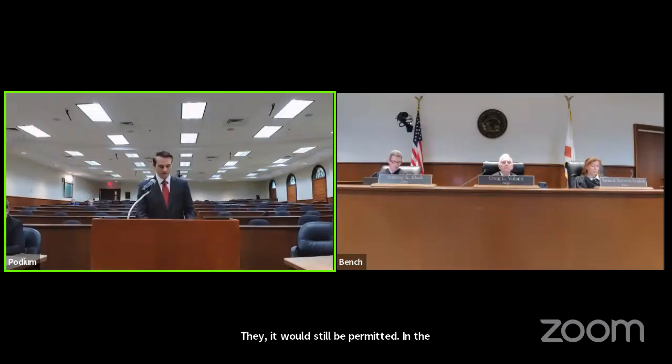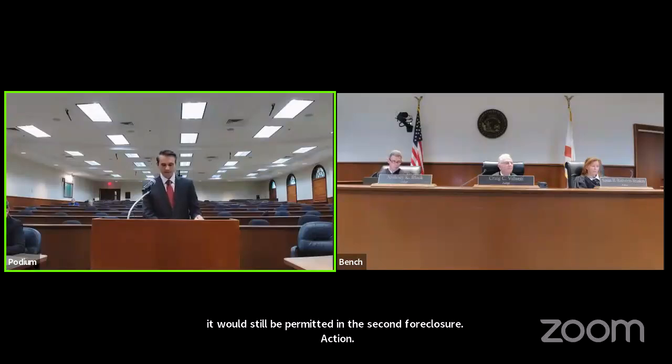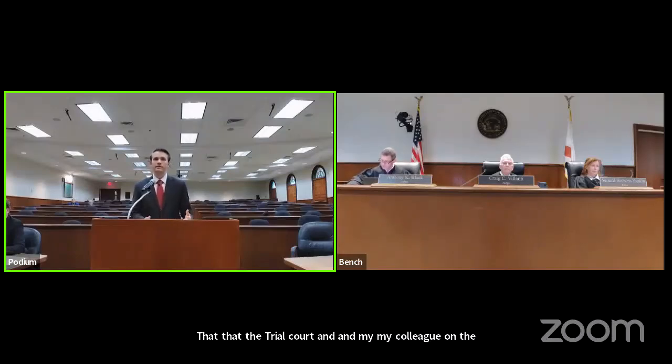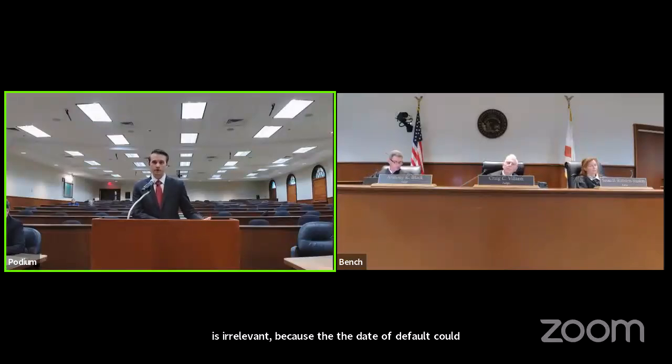action. So this notion that the trial court and my colleague on the other side rely on with respect to the changing, and they only changed it a month out and that sort of thing, all of that analysis is irrelevant because the date of default could have been the exact date of default in the first foreclosure action, with the exception of the final judgment that came down. So once the final... I'm going to extend you 2 minutes. So you get the full 5 now, but that's it, okay?